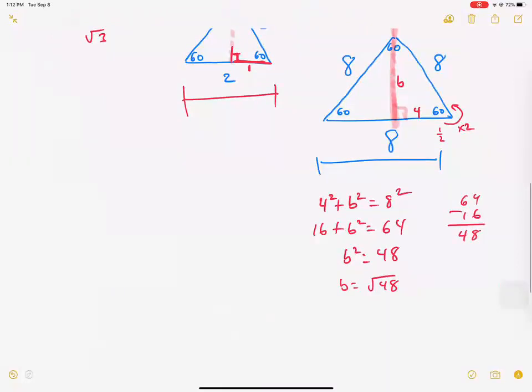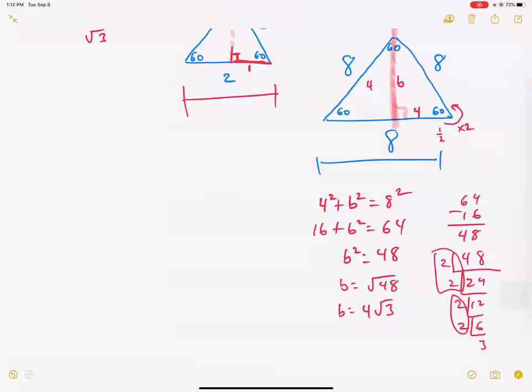This is a trick that I know, but I'm going to go ahead and write it out. Divide by 2, divide by 2, divide by 2, divide by 2, left over 3. I have a 2, 2, and a 3. That's 4 square root of 3. Our b side is going to be 4 square root of 3.